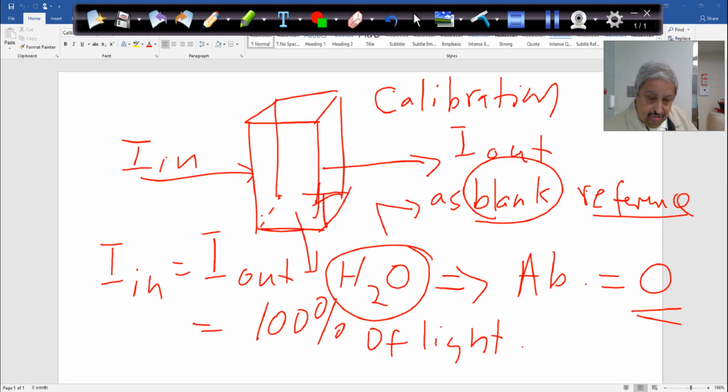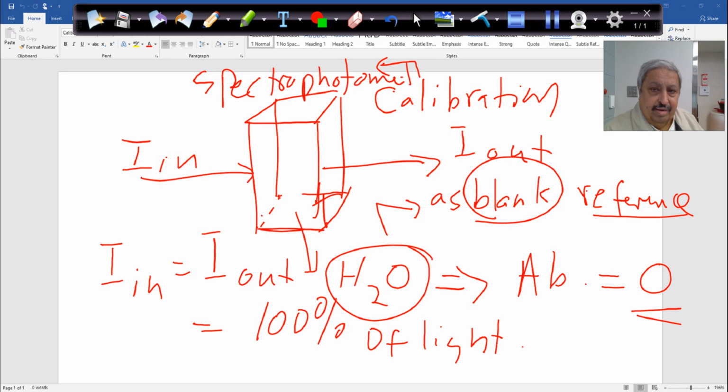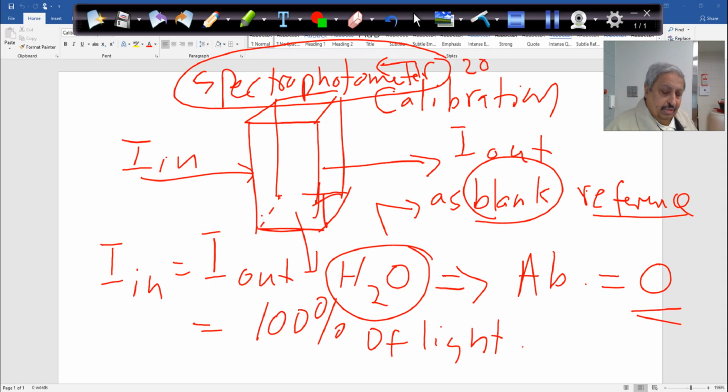But color solutions, they do absorb. So that's why we have to do the first calibration for the spectrophotometer. Anytime I measure the absorbance of a color solution, I use the spectrophotometer. In the old times we used the spectrophotometer 20, I'll show you here.